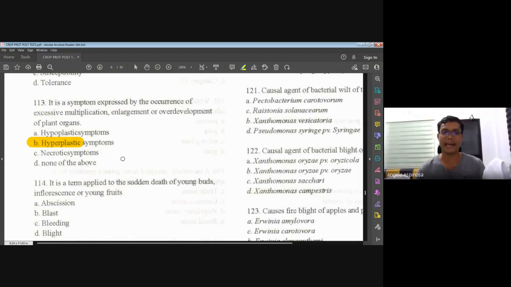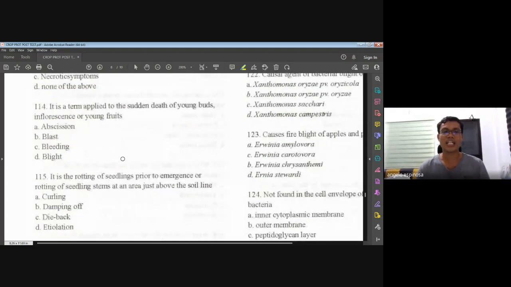Lumaki, nag-swell. 114, it is a term applied to the sudden death of young buds, inflorescence, or young fruits. The correct answer is blast. Word is sudden death of young buds.